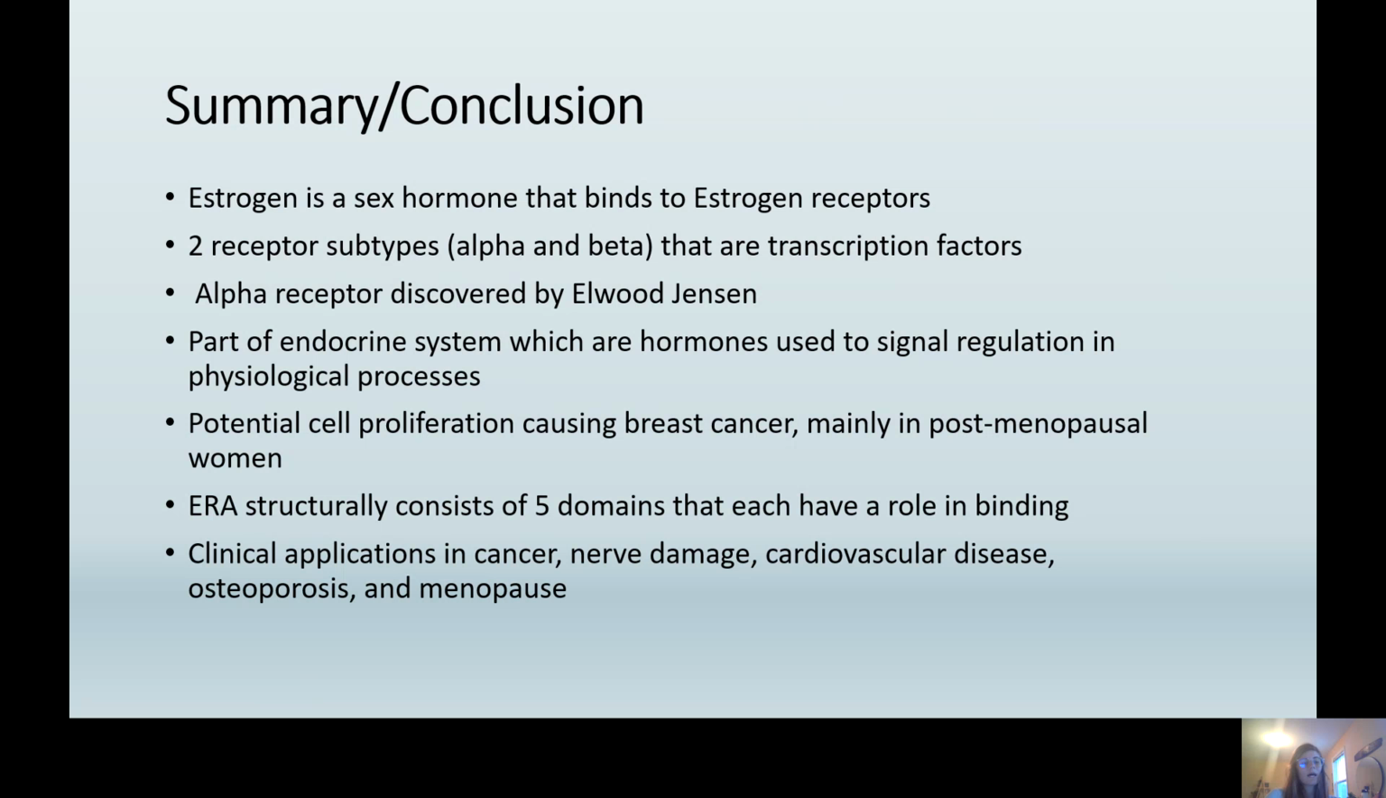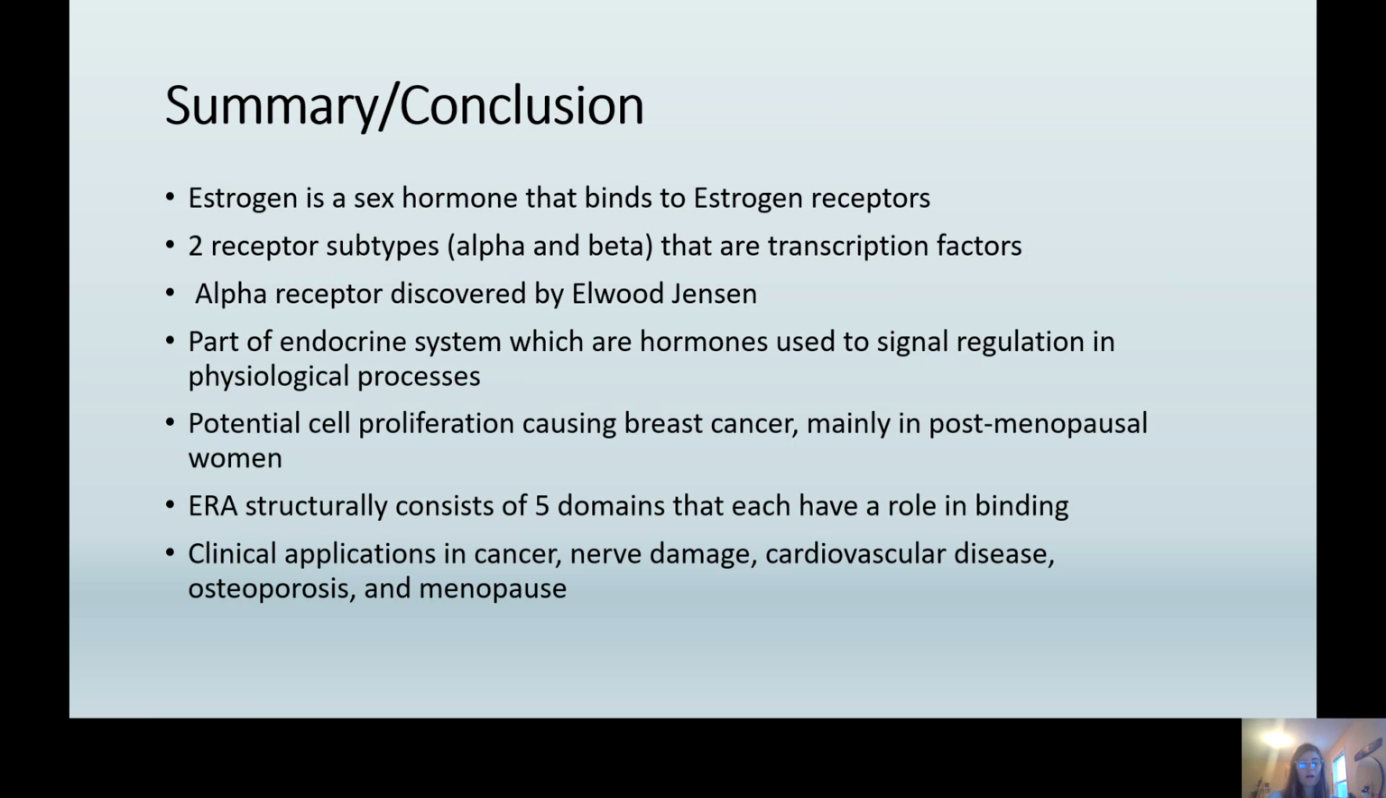The alpha receptor was discovered by Elwood Jensen. We discussed that, and in the 1900s, and the estrogen receptors are part of the endocrine system. Because estrogen is a hormone used for signal regulation and physiological processes, and there is potential cell proliferation causing breast cancer, mainly in postmenopausal women.